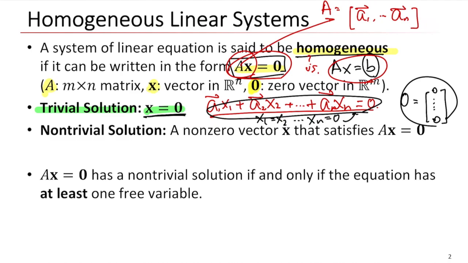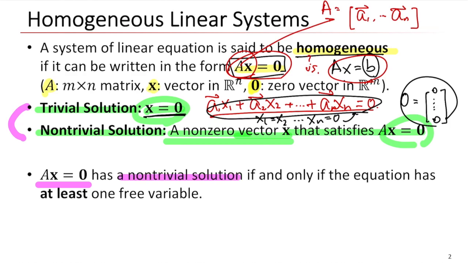And if there is a non-zero vector x that satisfies Ax equals 0, not x equals 0, but a non-zero vector x that satisfies it, it is called a non-trivial solution. Okay, so here is the definition. Ax equals 0 has a non-trivial solution if and only if the equation has at least one free variable.